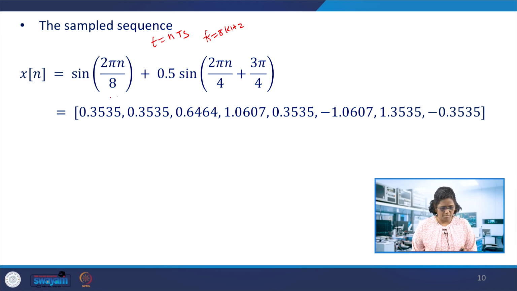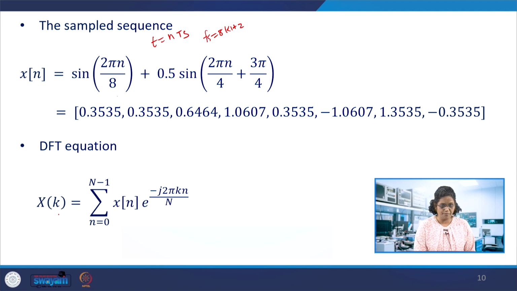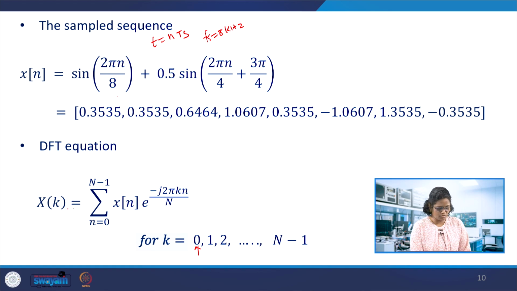So this is sampled, and then what is the DFT equation here? The DFT equation is X of k equals the sum for n from 0 to N minus 1 of x of n e to the power minus j 2 pi k n by N. Here k is the bin index, varying from 0 to N minus 1. If k equals 0, this expression gives the DC component. For k equals 1, we get the fundamental, k equals 2 the second harmonic, and so on.